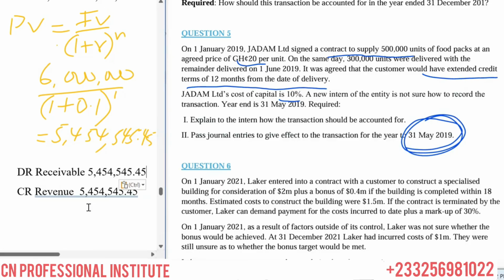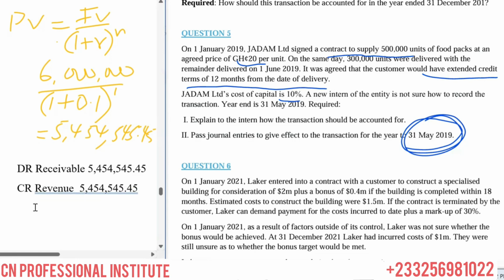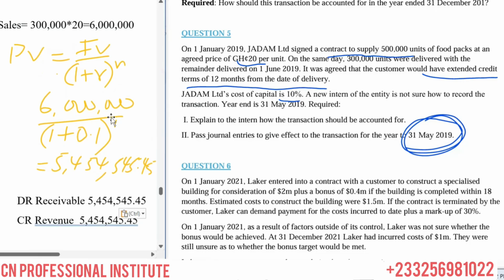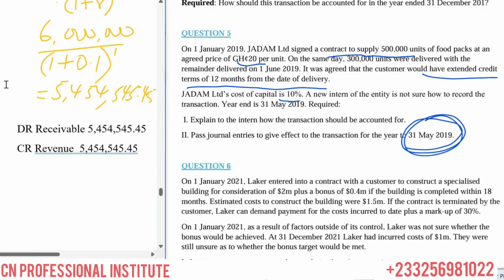We record revenue of 5,454,545.45. Is it 0.55 or 0.45? I think 0.45, right. So it's the present value that we are going to record as revenue, not the whole 6 million, right? This entry here is as at inception, day one. At the year end, we do what we call unwinding, right? We compute what we call the finance income. So we have to unwind. The unwinding, how do you do it?